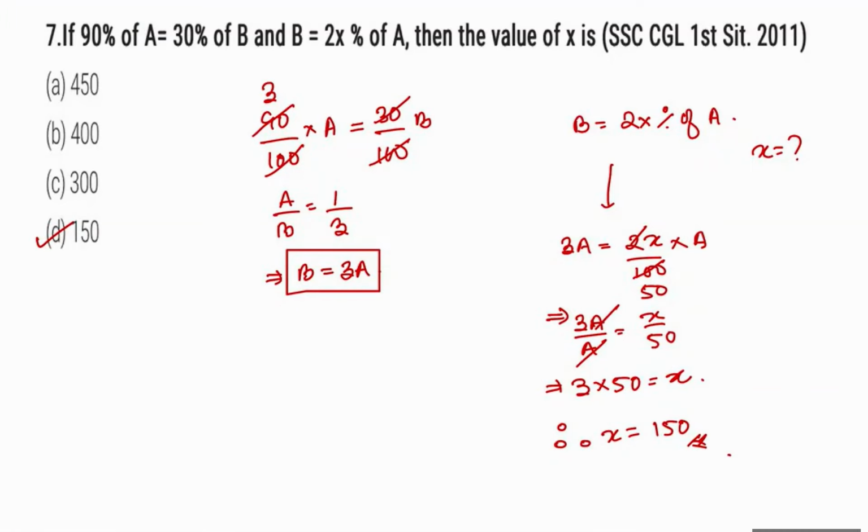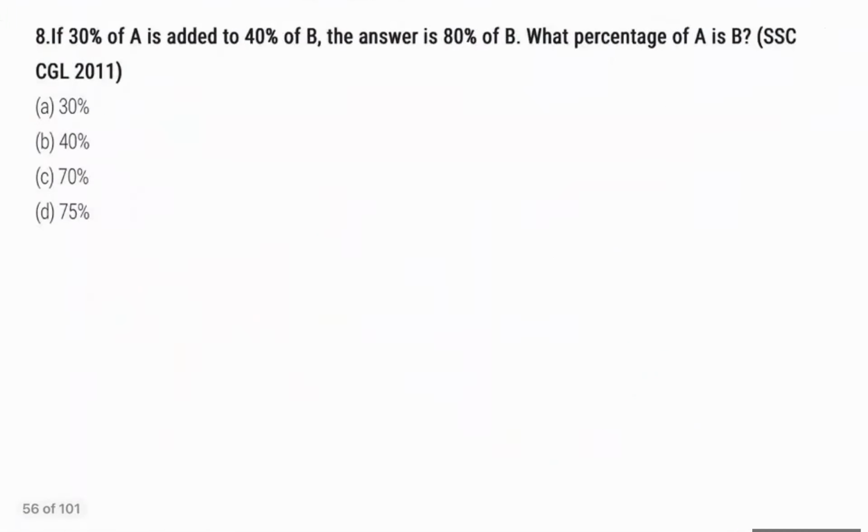Question number 8. Let's say 30% of A is added to 40% of B, the answer is 80% of B. The question is 30% of A added to 40% of B gives 80% of B.